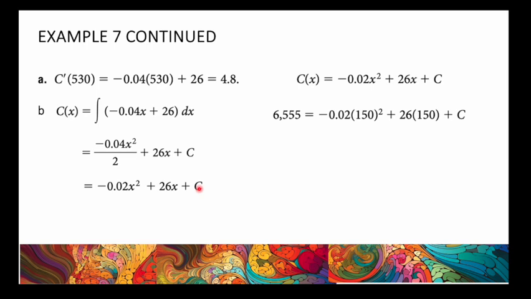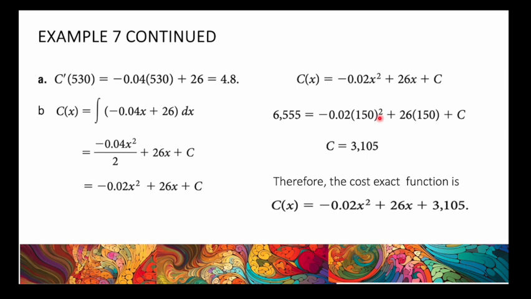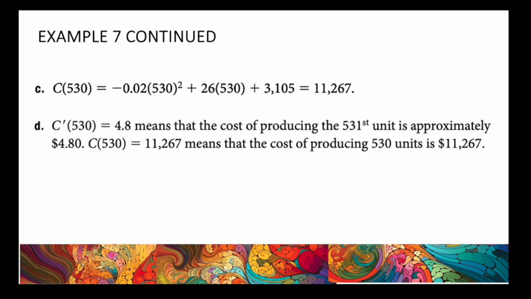Now, to find the exact value of C, we're going to use the initial condition that was given to us in the problem, and we're going to plug 150 in for the x. And for the cost function, we're going to put in 6,555. Then we work that out and solve for C, and we get that C is 3,105. So the exact cost function is going to be negative 0.02x squared plus 26x plus 3,105.